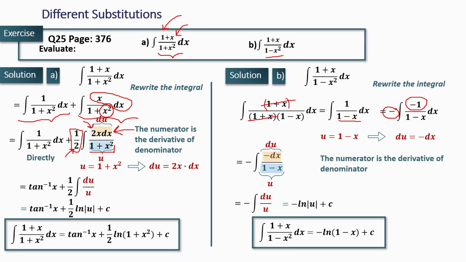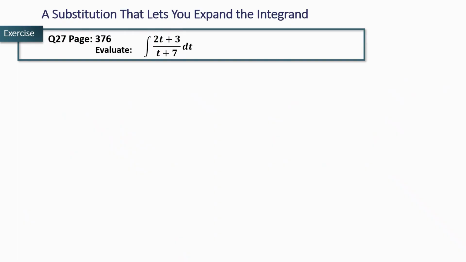Now let's proceed with the next question. This is a slightly tricky question. Please be careful. When you look at your denominator t plus 7, when you derive you get dt, but you have an extra 2t plus 3 here, right?